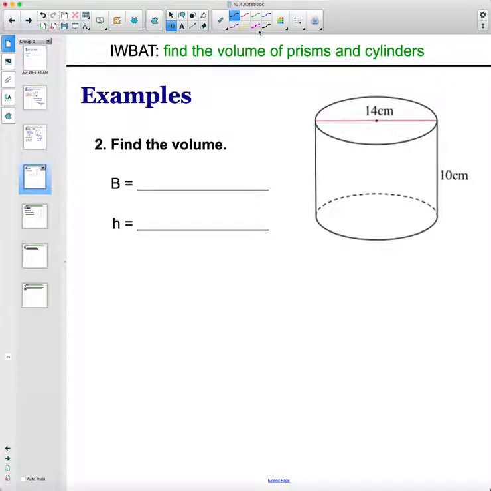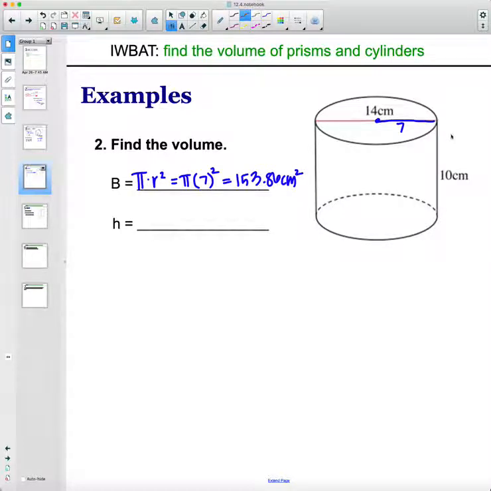Find the volume of this cylinder, so area of the base. Again, this base shape is a circle, so the area formula is pi times the radius squared. So we'd have pi times, now the radius in this one is 7. Since the diameter is 14, the radius is 7. So 7 squared times 3.14, and we get 153.86 centimeters squared for the area of the base.